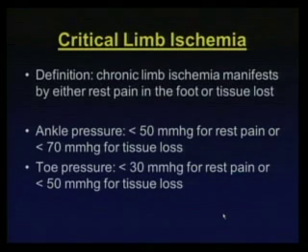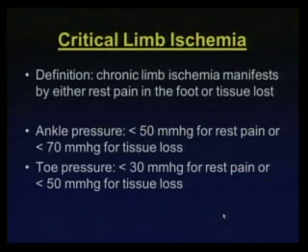So when we talk about CLI, it's a very specific group of patients. These are the patients who have rest pain or tissue loss, so either gangrene or ulcer, not claudication, not those with changes in ABI but asymptomatic. So these are a very specific group of patients that we talk about.